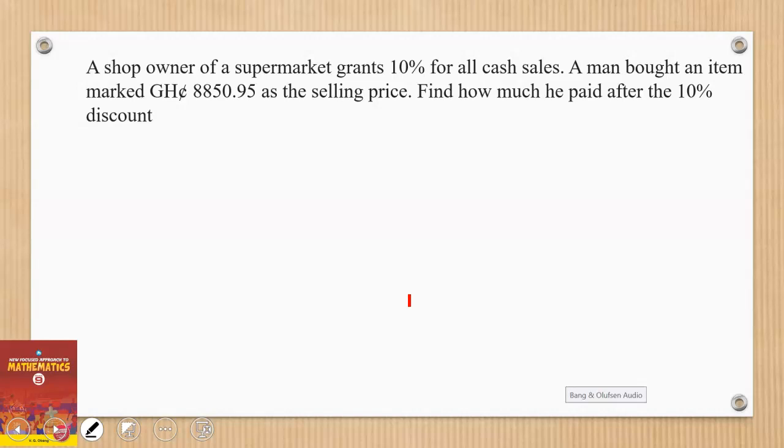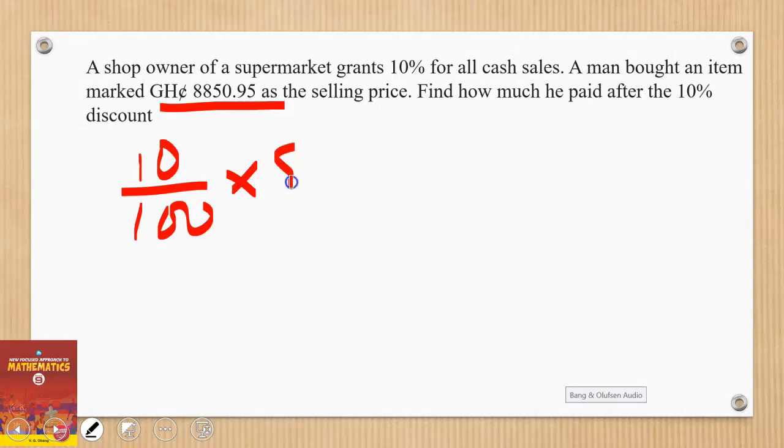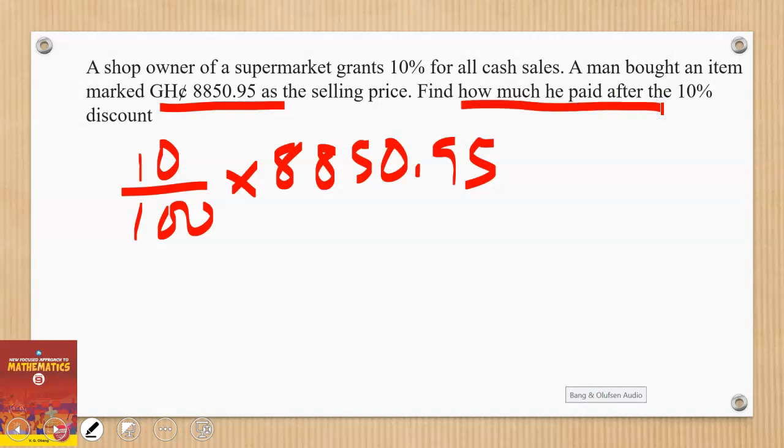And so here now the marked price, the original price of the item, is 8,850 cedis 95 pesos. Now, if you give someone a discount of 10%, then we can find 10%, okay, 10% is 10 over 100 times the original price of the item. So when we find this 10%, it will be in terms of money, some amount. Then we subtract it from the original price. Then we'll know how much the customer paid for the item after giving 10% discount.